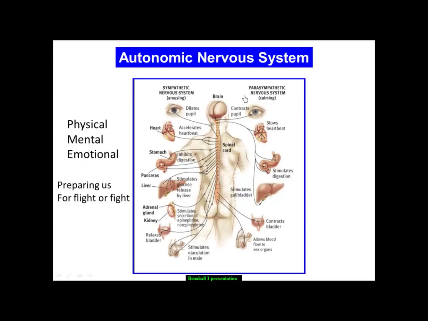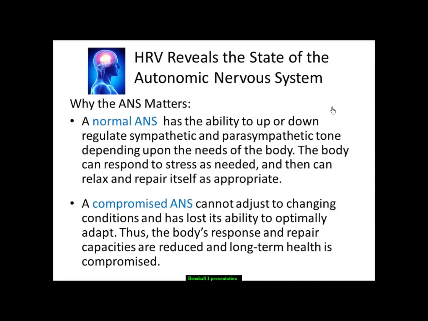We're going to find out that if we stimulate the parasympathetic nervous system with our therapies, that has an incredible ability to reduce systemic inflammation in the body. That's a whole huge topic right now. We'll just hit on that a little bit. So heart rate variability reveals the state of the autonomic nervous system, and why the autonomic nervous system matters.